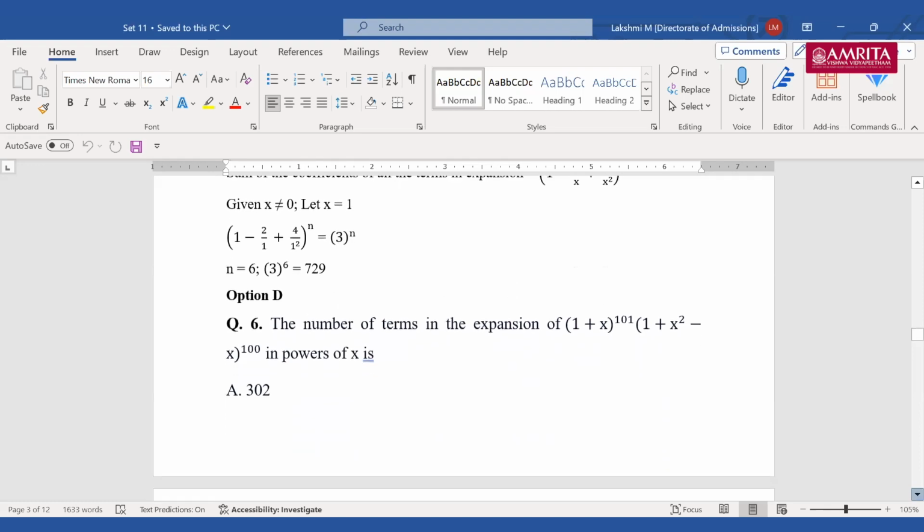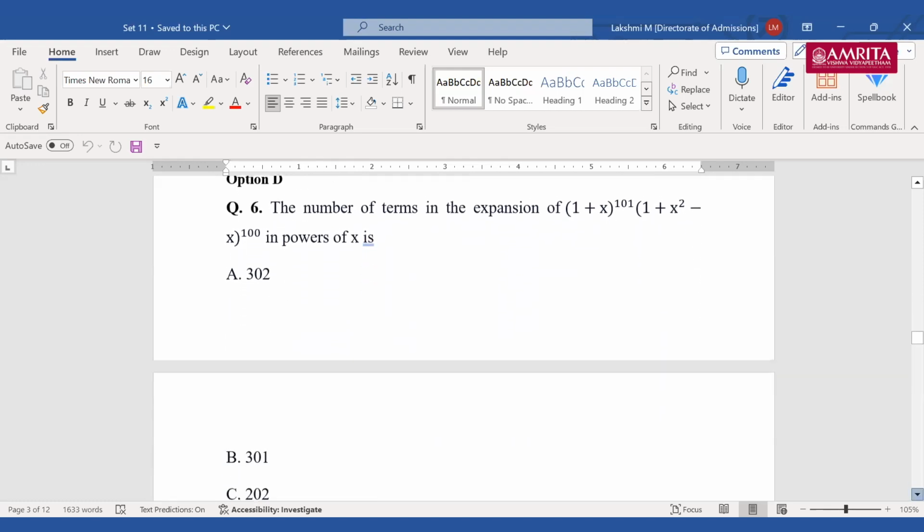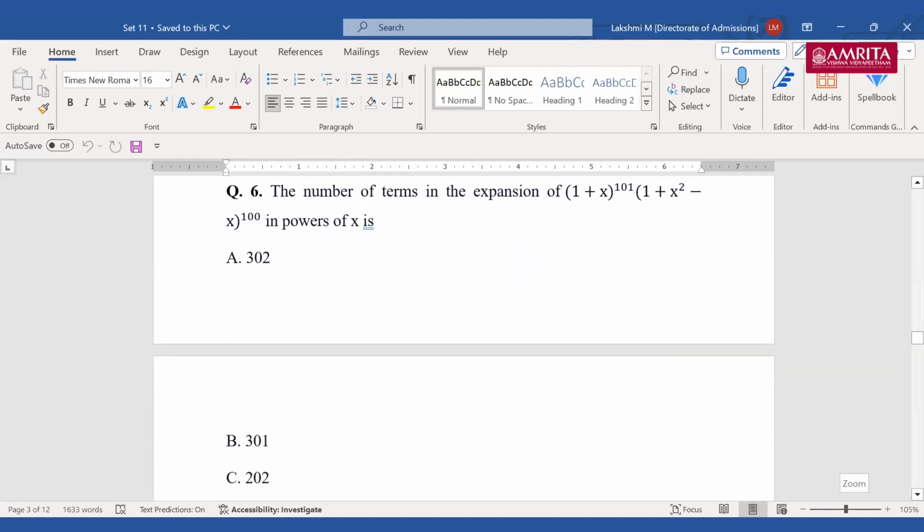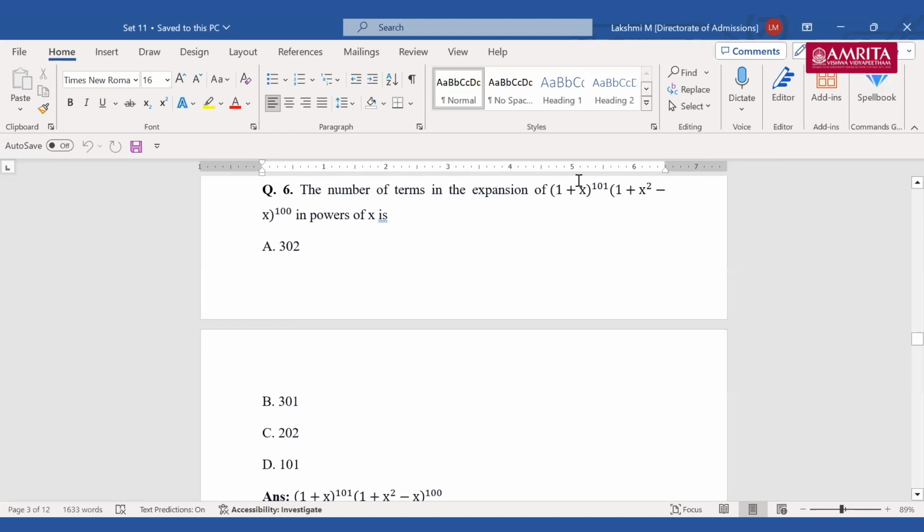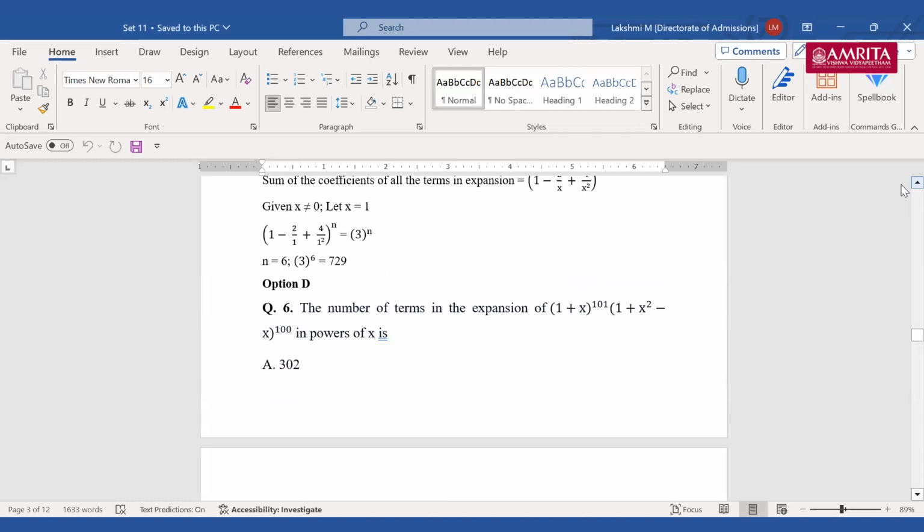Now, another question. The number of terms in the expansion of 1 plus x raised to 101 and 1 plus x square minus x raised to 100, in the powers of x. So please start doing this question. I've just shown the question here.